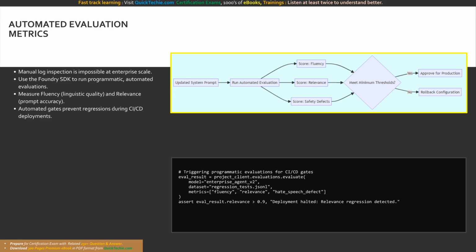When an update occurs, the system programmatically scores fluency, relevance, and safety. The deployment is only approved if all scores strictly meet your predefined minimum thresholds.